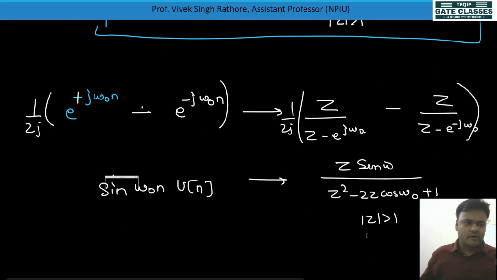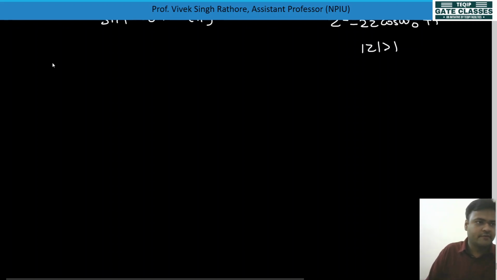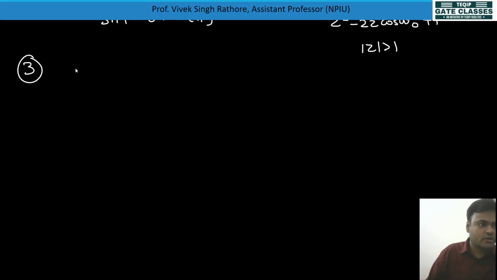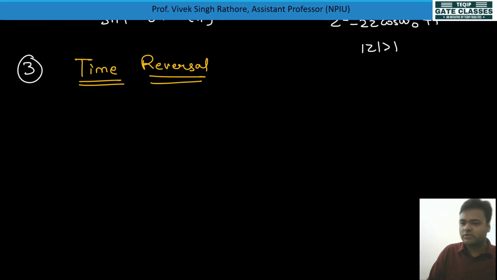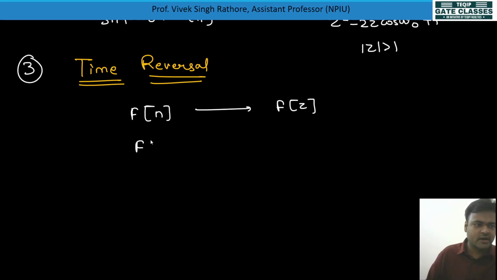Now moving on further, we will see some more properties of Z transform. So we'll see the third property. The third property says time reversal. We'll see what happens when we do time reversal for Z transform. Time reversal means that if f of n has Z transform f of z, what will be the Z transform for f of minus n?